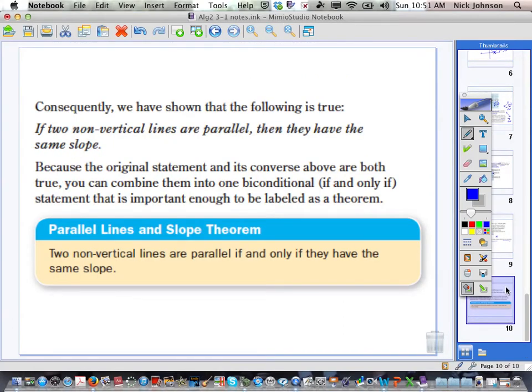Consequently, we have shown that the following is true. If two non-vertical lines are parallel, then they have the same slope. This is a theorem that you're going to want to write down. Two non-vertical lines are parallel if and only if they have the same slope. If they don't have the same slope, at some point in time, they will intersect.